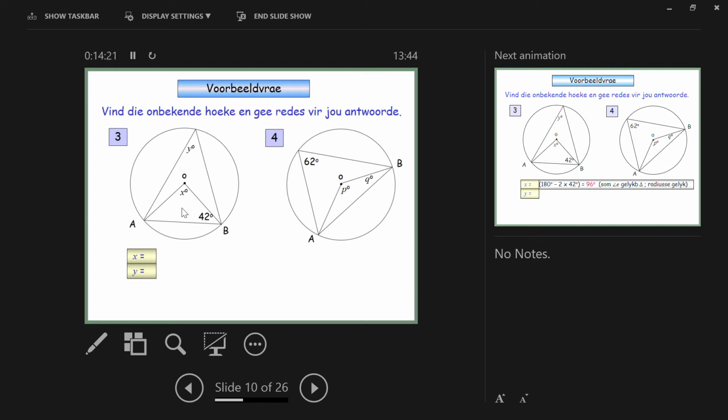I first had to find my words. Gelykbenige, né? An isosceles triangle. So that is 42 and this will also be 42. So to get X, I am going to say 180 minus 2 times that 42. Okay? So that gives me 96.